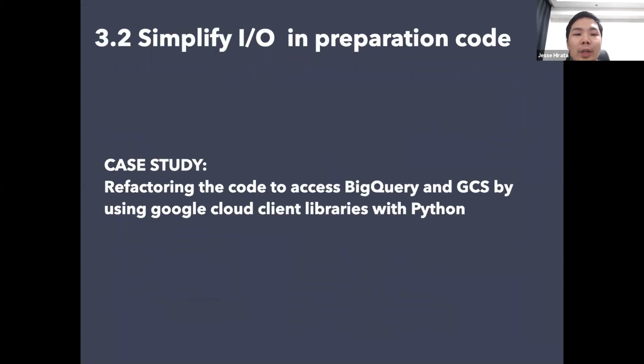So after we wrote test code and understood more than 70% or 80% of requirements of each code, we can start to refactor it. So I'm going to show you a case study with refactoring the code to access BigQuery and GCS by using Google Cloud client libraries with Python.